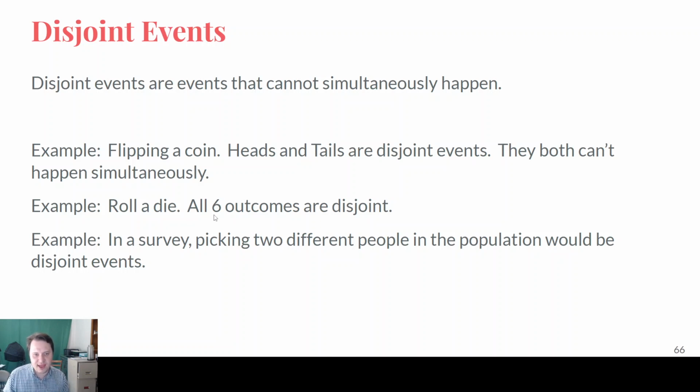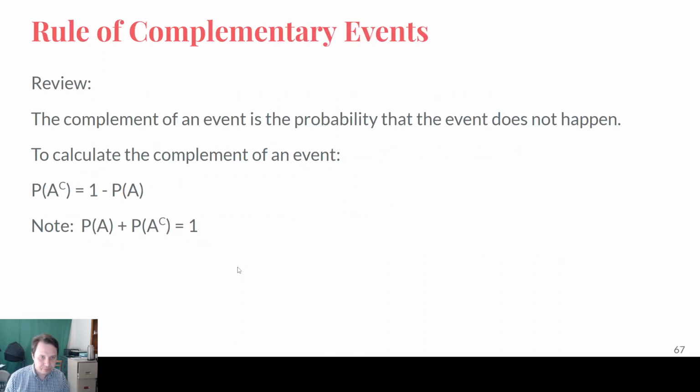Here's another example. If you roll a die, that's just a regular dice, all 6 outcomes are disjoint, because you can't get a 2 and a 3 at the same time. Now here's how this relates to us a little bit, because we're going to be doing statistics. In a survey, picking 2 different people in the population would be disjoint events. Think about that. If I give a survey to one person and I give a survey to another person, they're 2 different people. Those are 2 disjoint outcomes. They're both going to give me results that are independent of each other. So this is going to start to brush into some statistics here in a second.